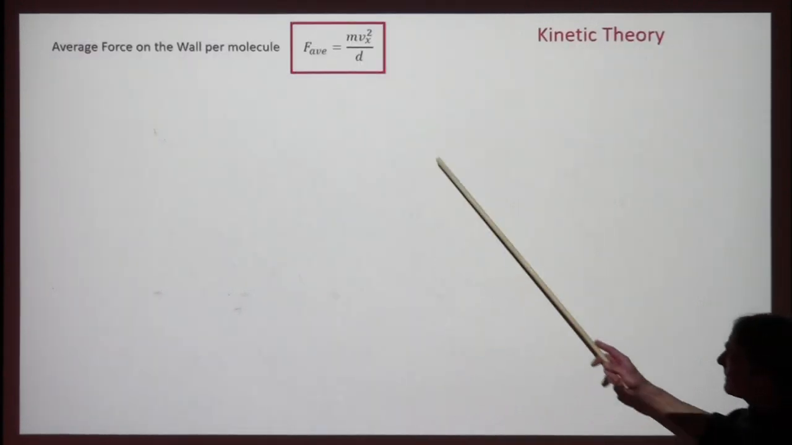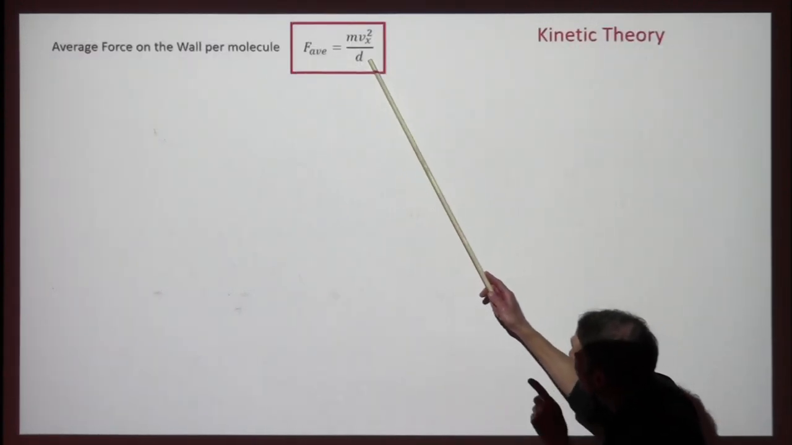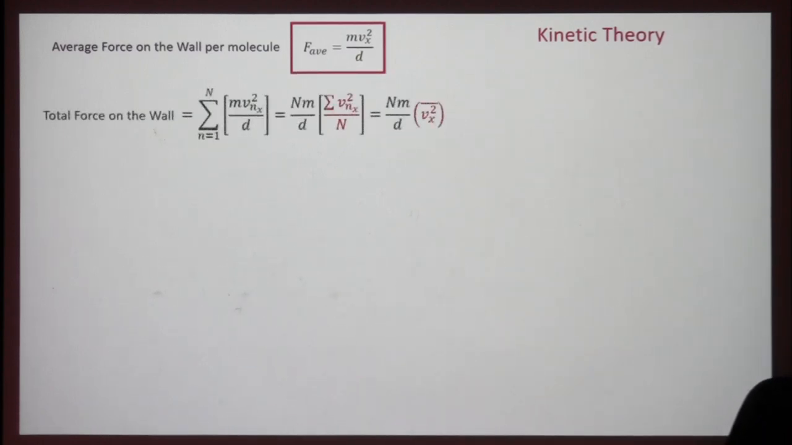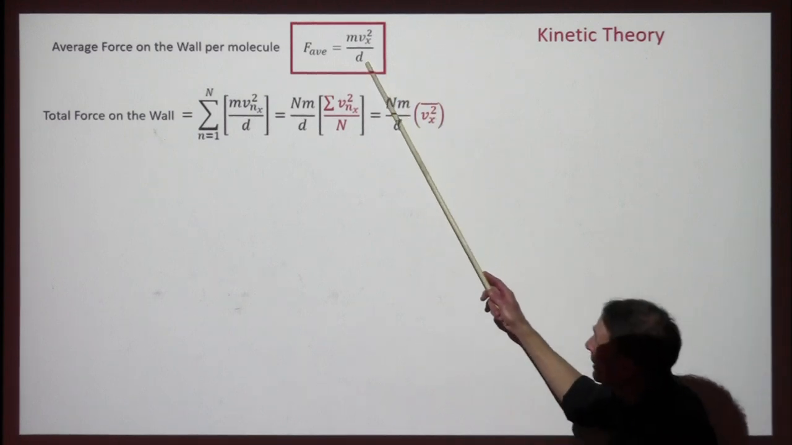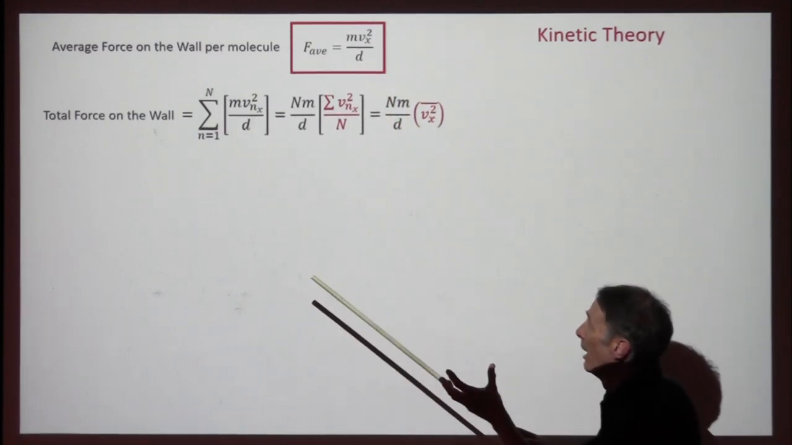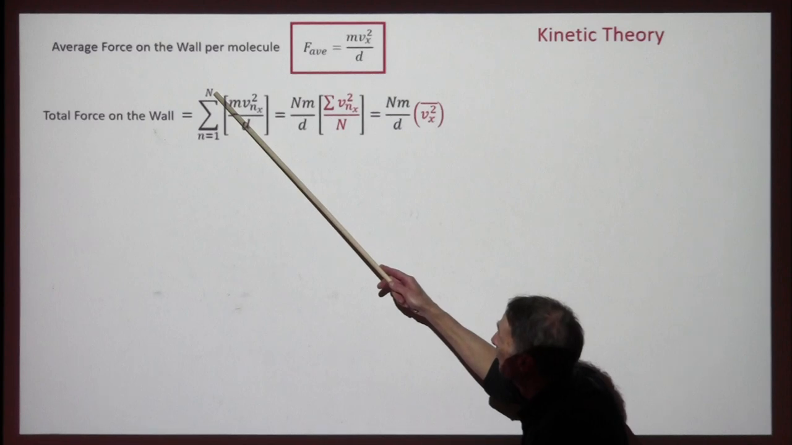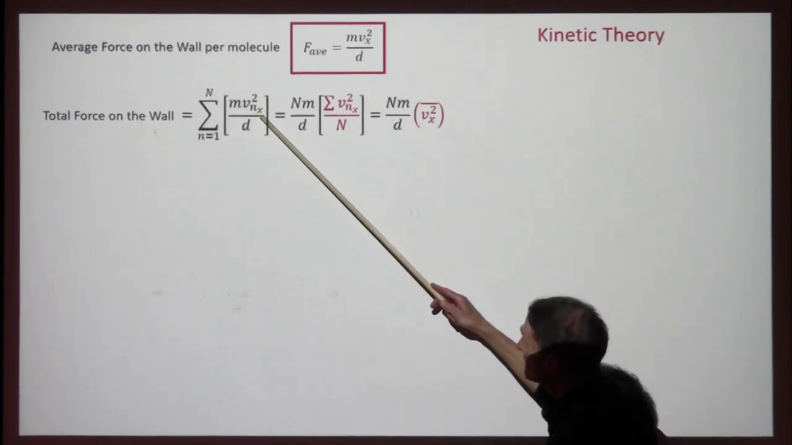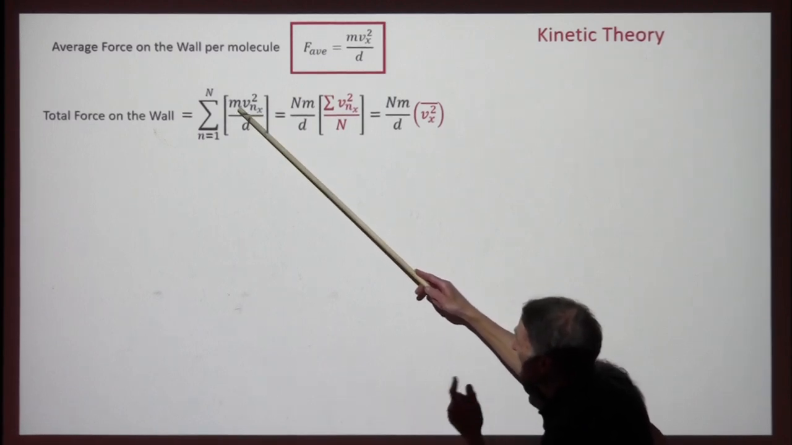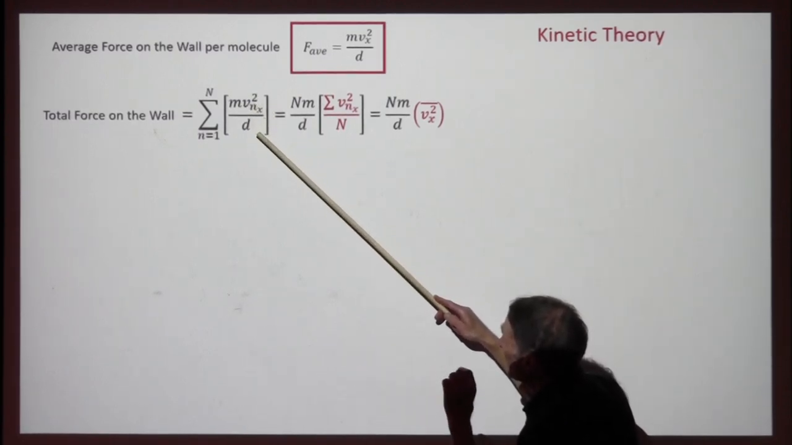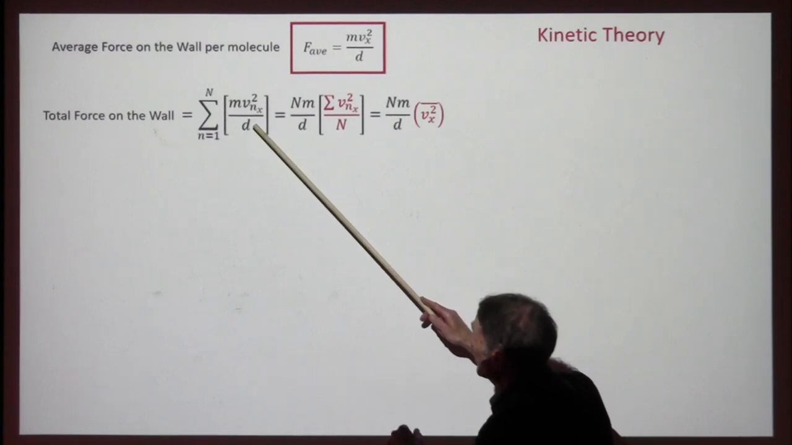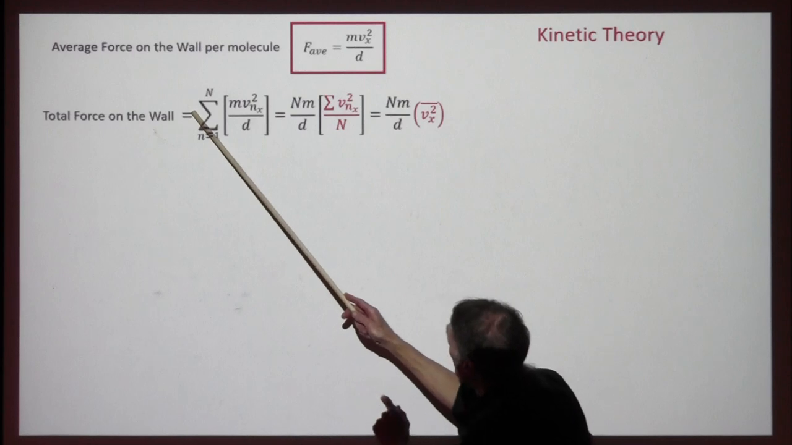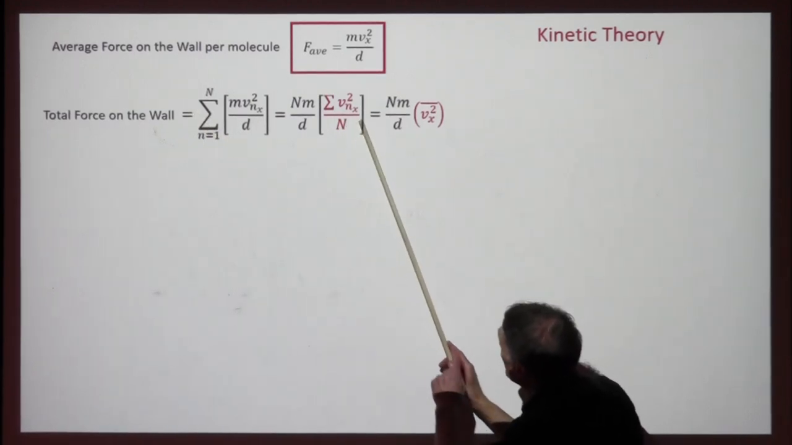Okay, so again, this is just the average force with a single molecule banging around. That's the average force on that wall. The total force on the wall is really due to a whole bunch of molecules. We'll have n of them, and they all could be traveling at different velocities. I'm assuming the sample of the gas is the same, so their m's are the same. The d of the wall, the distance there, should be the same. So I should be able to take that out front, factor that out of the summation. And so I'm going to do that.